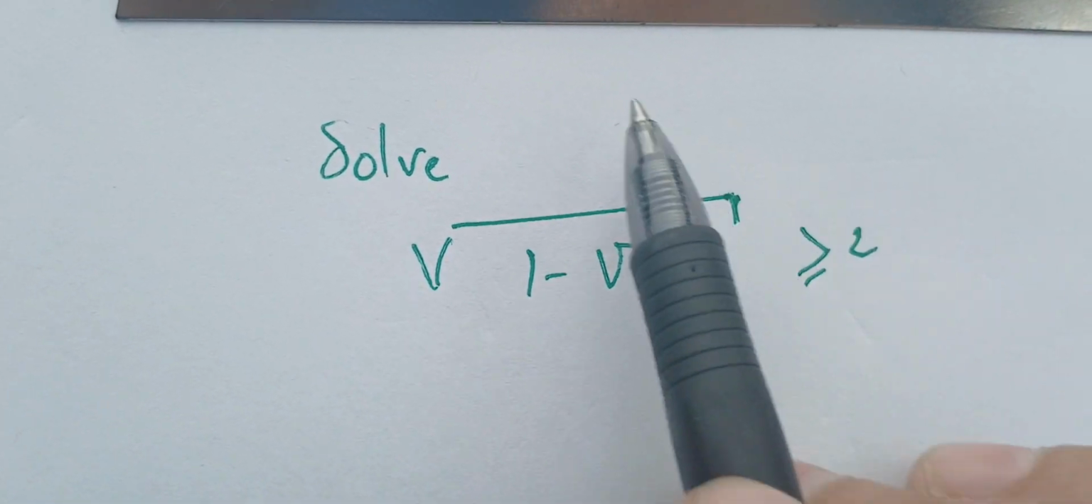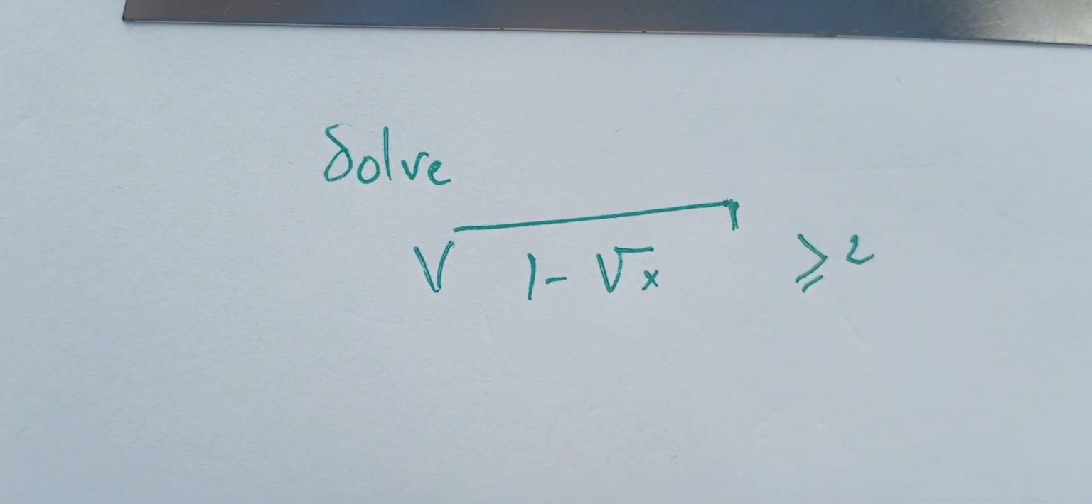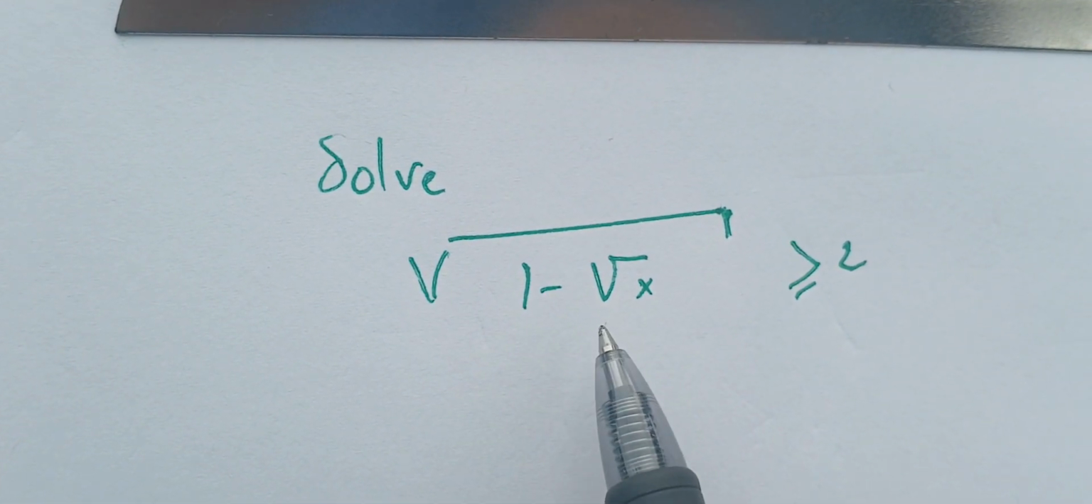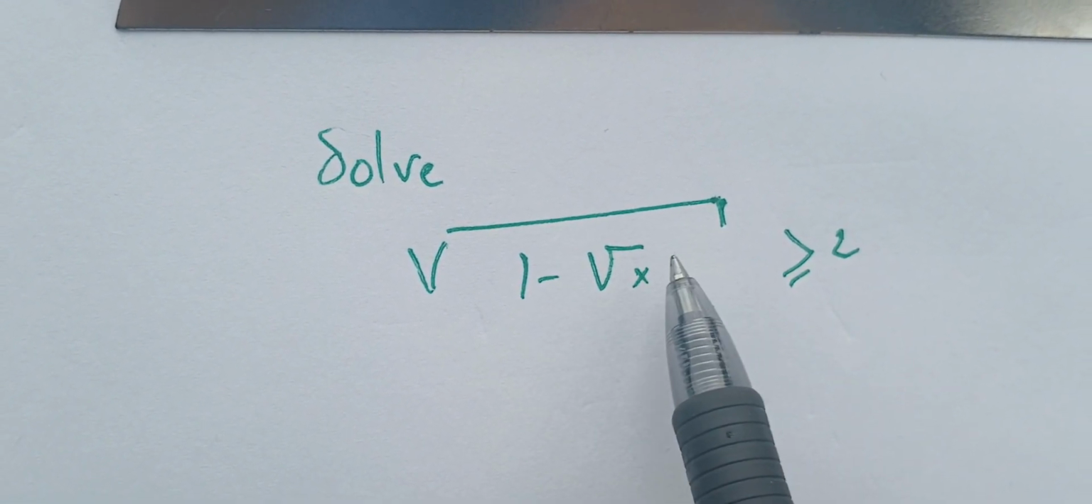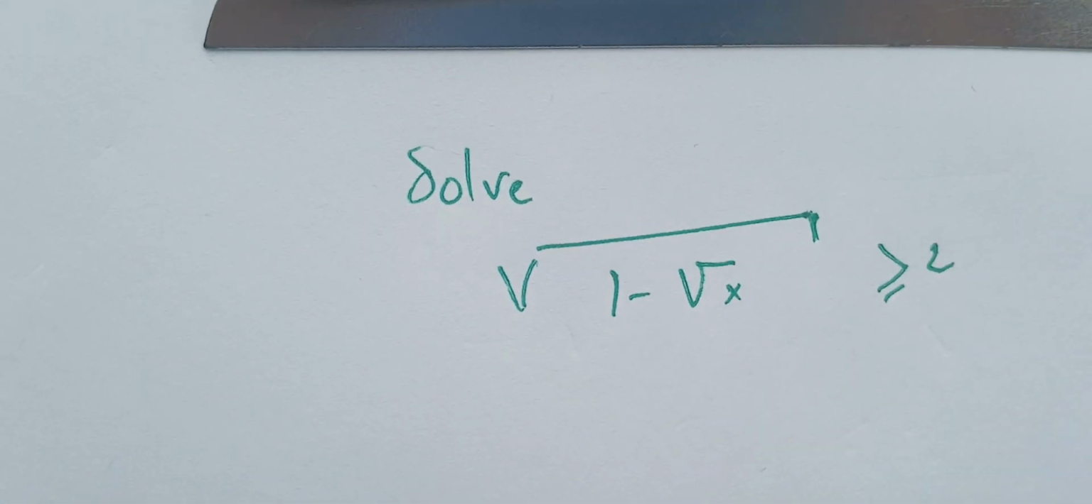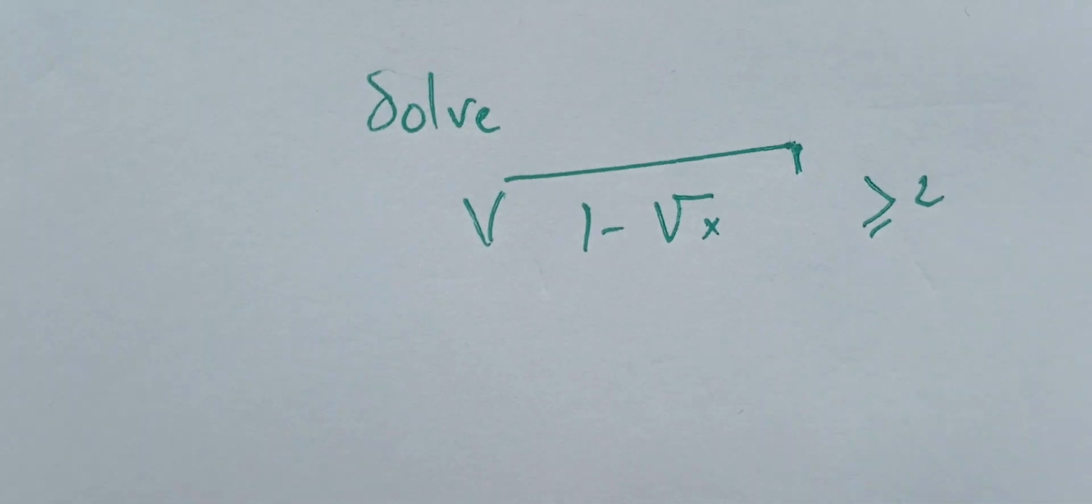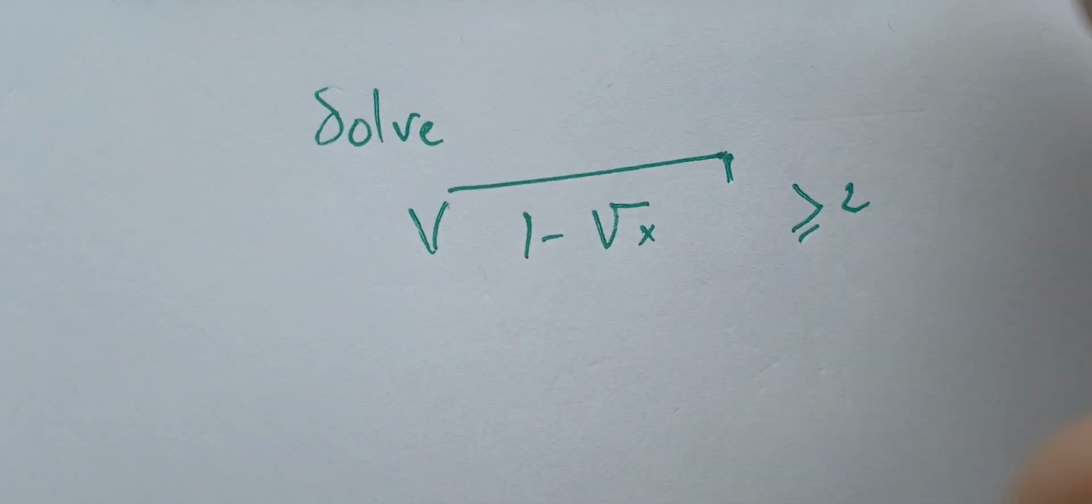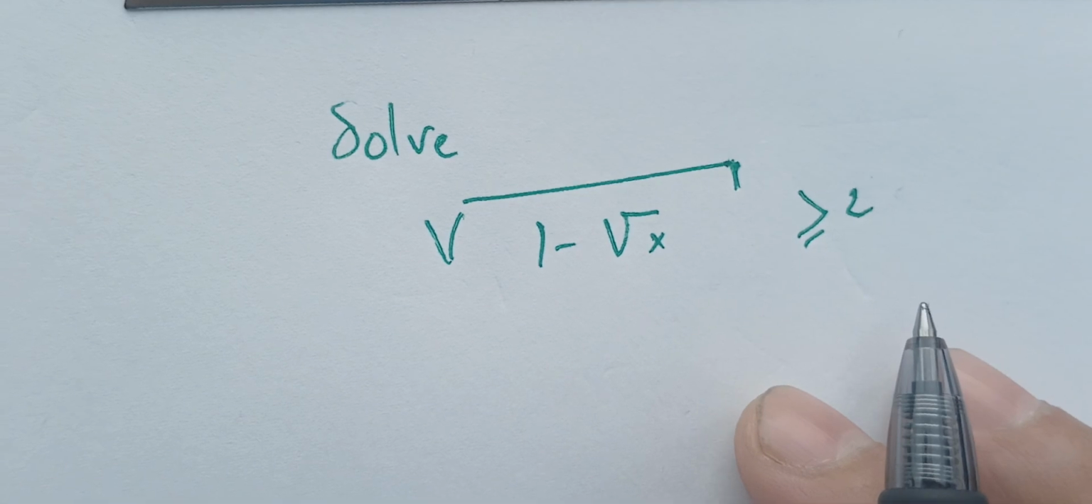In this video, we're going to try to solve this inequality. Basically, we're looking for the values of x that would make this inequality true. Okay, we can square both sides and do all the things that we need.